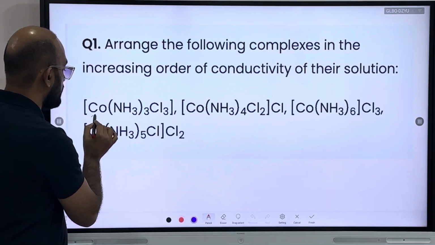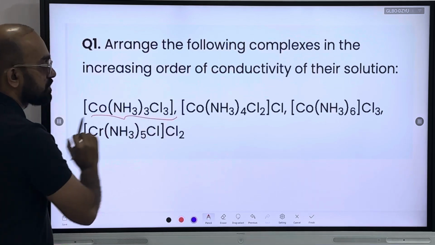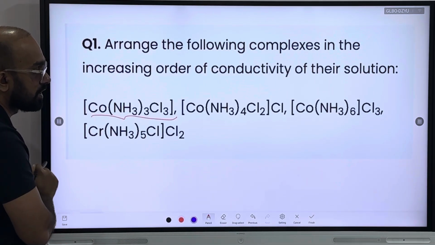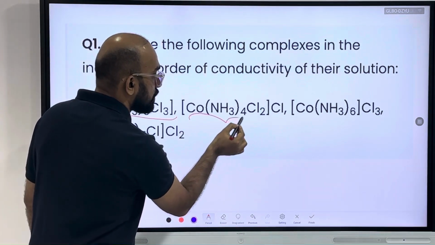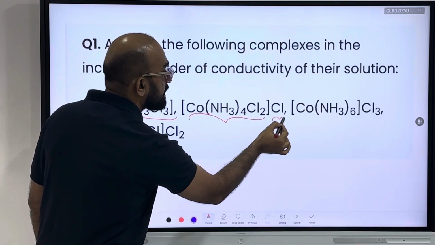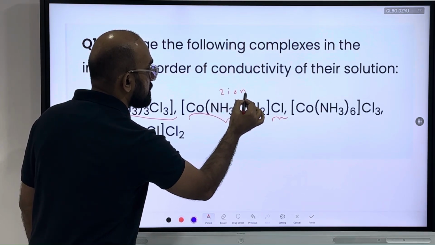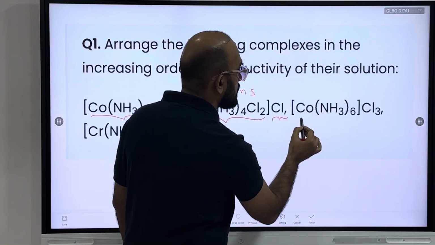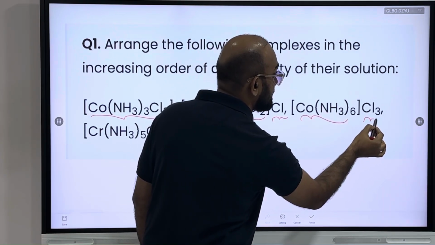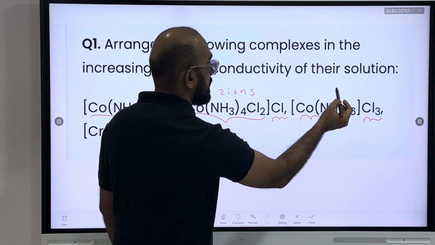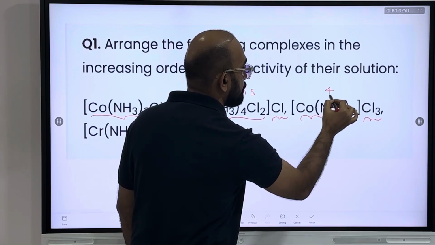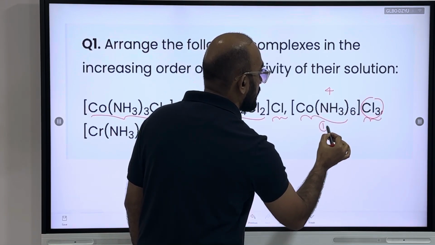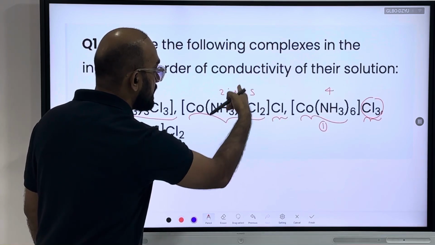Here you can see only one particle, right? Only coordination entity and it is not charged. Okay, here you can see coordination entity is there, counter ion is there, 2 ions. Correct? Now here if you check, coordination entity and 3 counter ions, 3 plus 1, what is that? 4. Here 1 plus 1, 2.